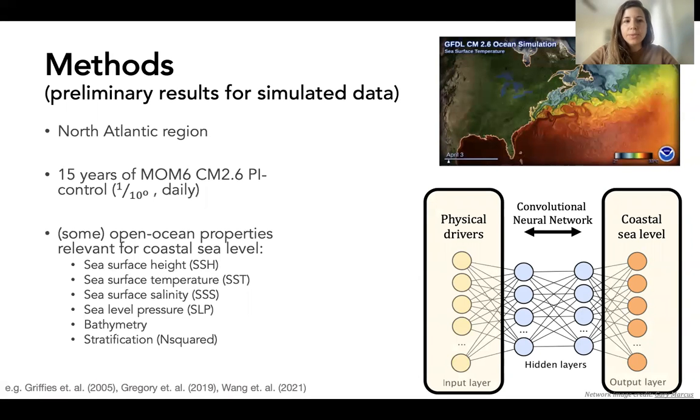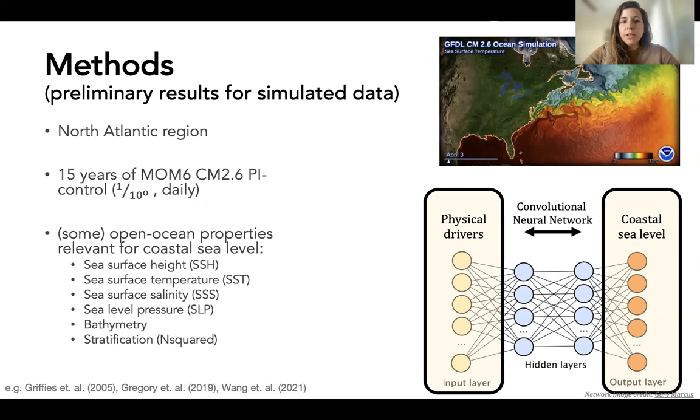So today, as I mentioned, I'm going to be primarily using results from simulated data, and we're focusing for now on the North Atlantic region. We're looking at 15 years of MOM6, CM2.6 pre-industrial control. So this is a 1/10 of a degree model simulation, and we've got daily data, and this is a pre-industrial control, so it means that we don't vary the atmospheric CO2 forcing. So we're using this primarily to understand the physical relationships.